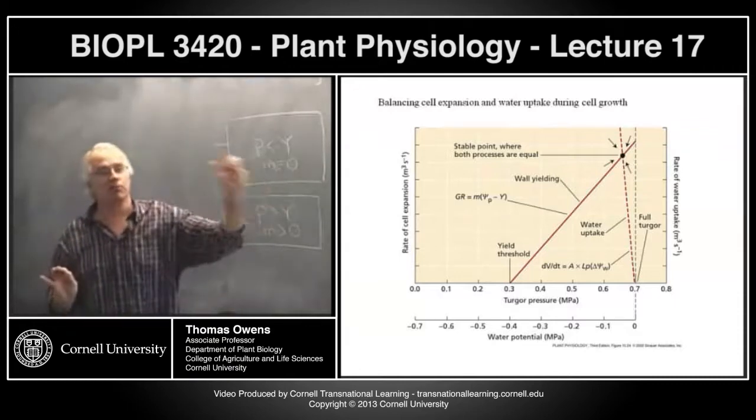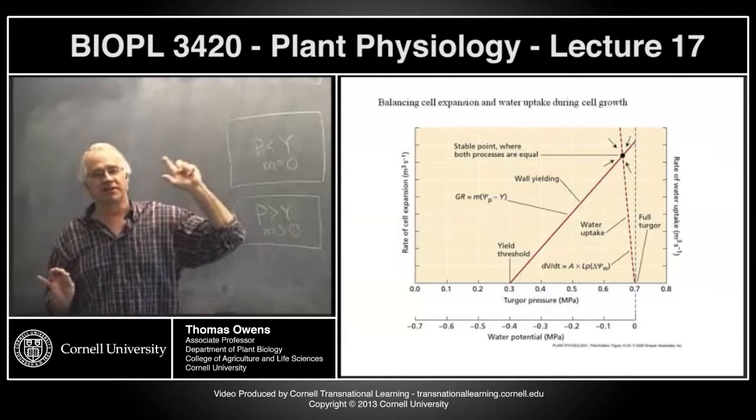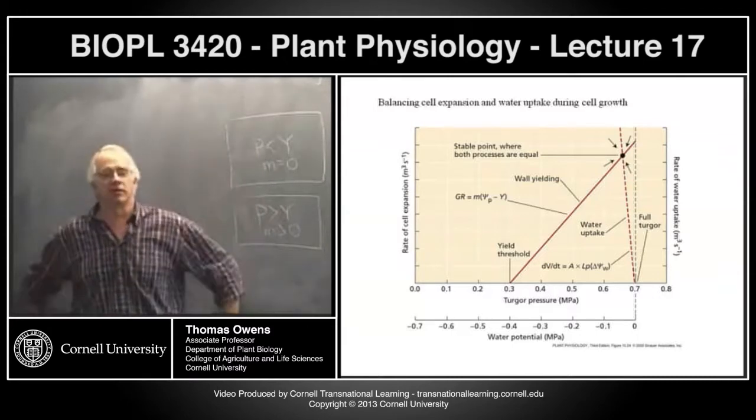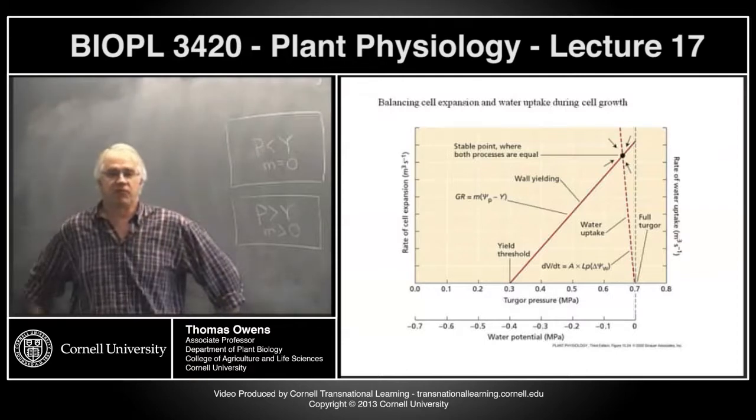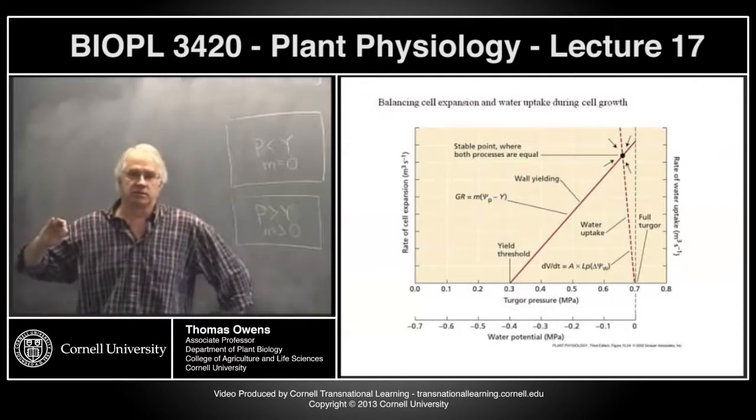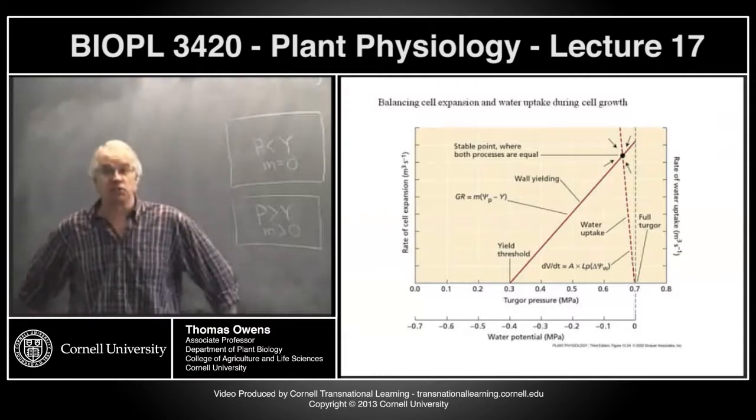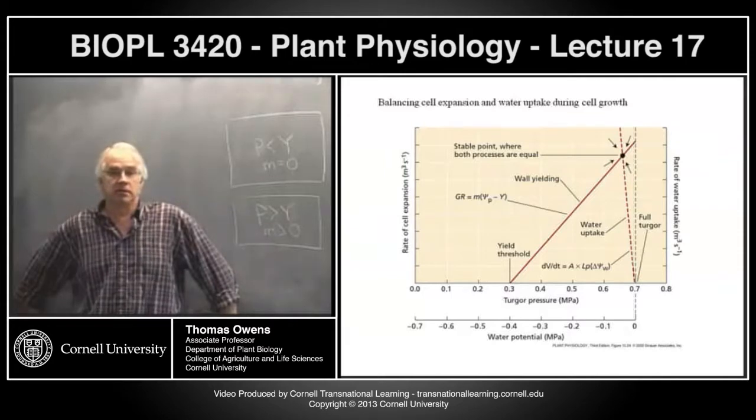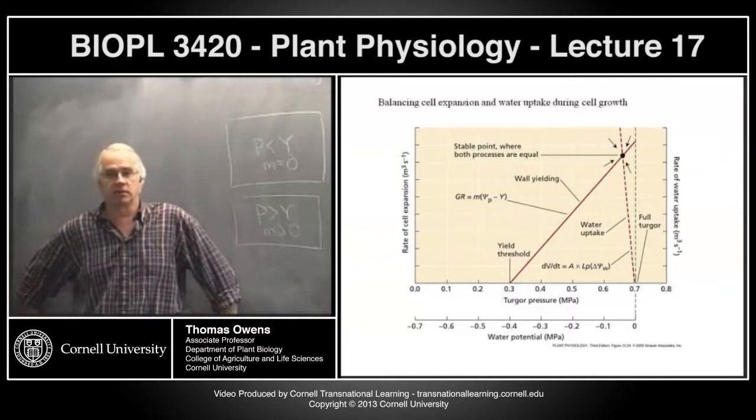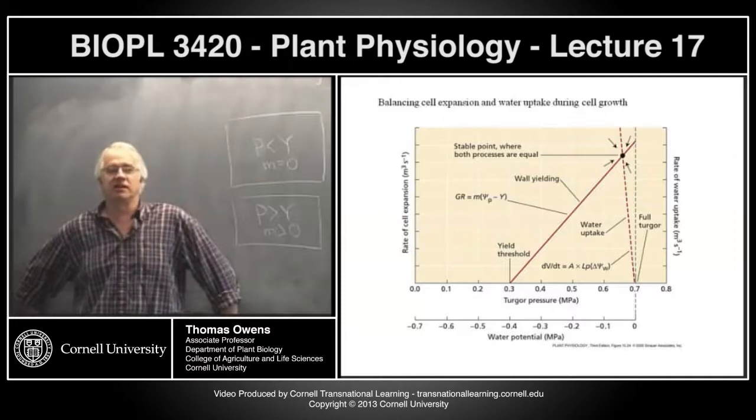If the turgor pressure inside the cell decreases, what happens to water uptake by the cell? If you lower the turgor pressure, what happens to water uptake? What happens to the water potential inside the cell if you lower the turgor pressure? Remember, decrease and increase are not good descriptors.